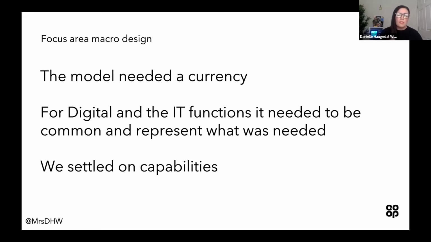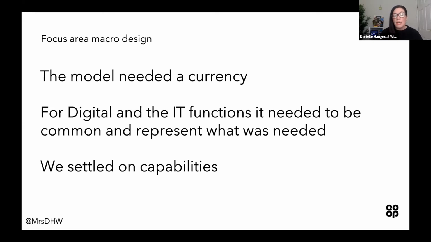But for looking at digital and our IT functions, we needed a common currency that we all understood, because there's an awful lot of terminology that we use where we're trying to talk about the same thing, but we use different language, and that has led to some misunderstandings in the past and us not working together as effectively as we possibly could.